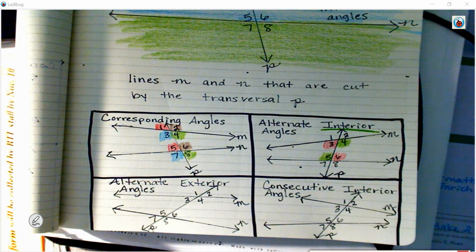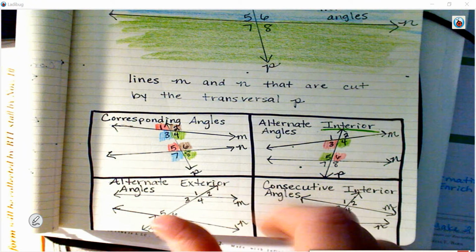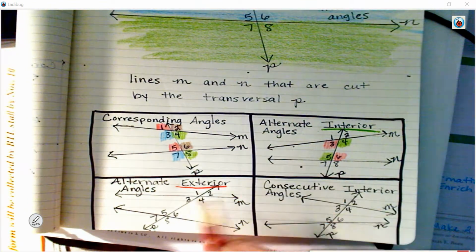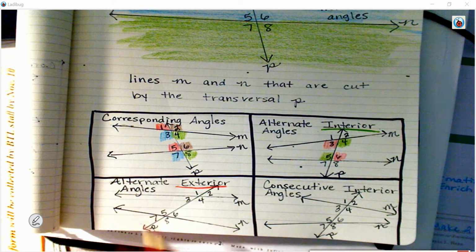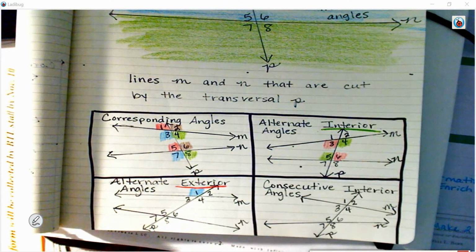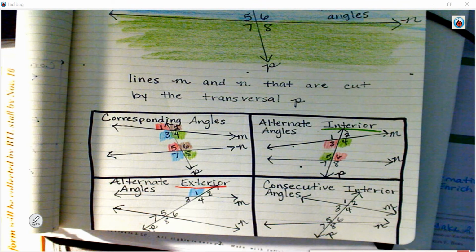Okay, the next set, alternate exterior. So same idea, we're going to look kind of crisscross at alternate sides of the transversal, but we can only choose from exterior angles. So exterior, that was 1 and 2, 7 and 8, the ones that I had shaded in green up at the top. So if I look at angle 1, what other exterior angle is on an alternate side of that transversal?